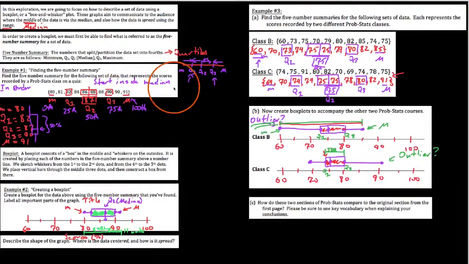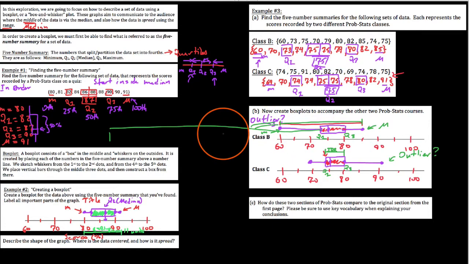If you were to add in a score on this quiz where somebody got a 0, then if this is 60 and this is 100, 0 is going to be way over here somewhere, and the whisker is going to go all the way out here. The range is going to be thrown off, but the interquartile range, the distance between Q3 and Q1, is not going to be tossed off very much at all, if at all.